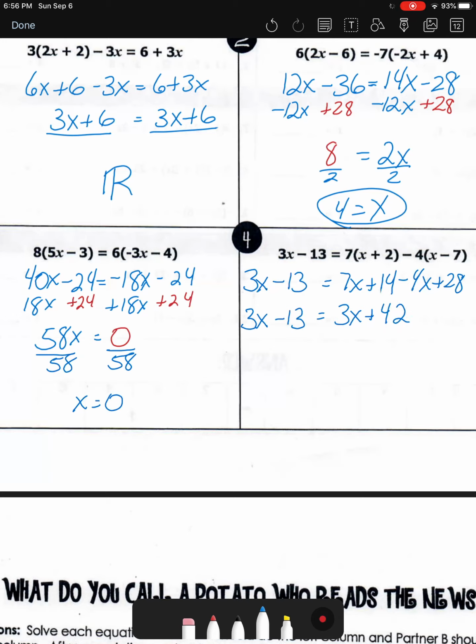And so this is going to be raising the red flag, the warning flag. But we can see that I have a 3x and I have a 3x, so I've got the same exact variable. Now I have to decide, is this all real numbers or is this no solution? But because on one side I'm subtracting 13 from that product, and on the other side I'm adding 42 to that product, there is no way ever for those to be equal, so therefore this is going to be no solution. Okay, there's nothing in common for that.